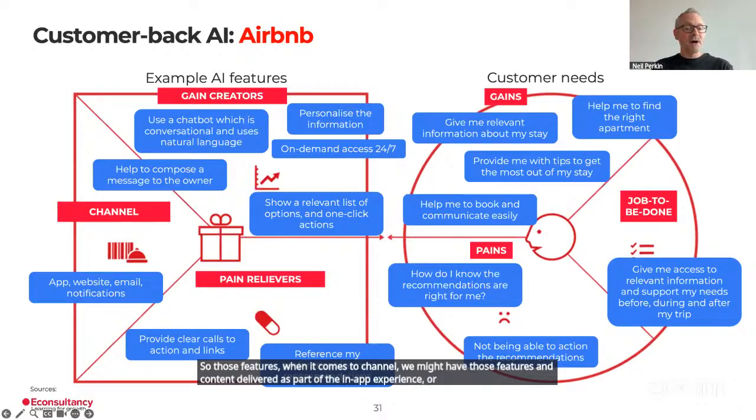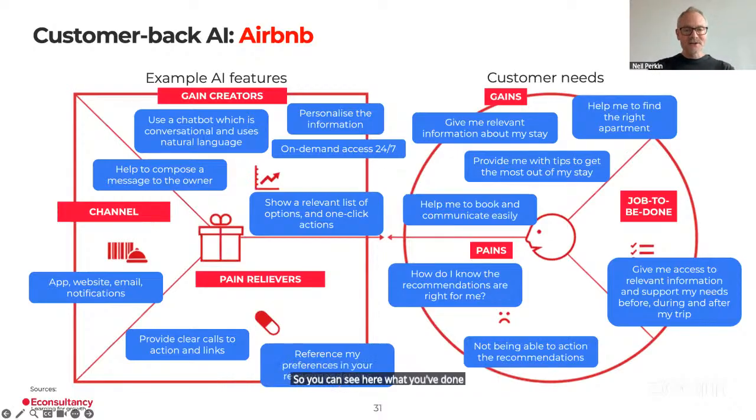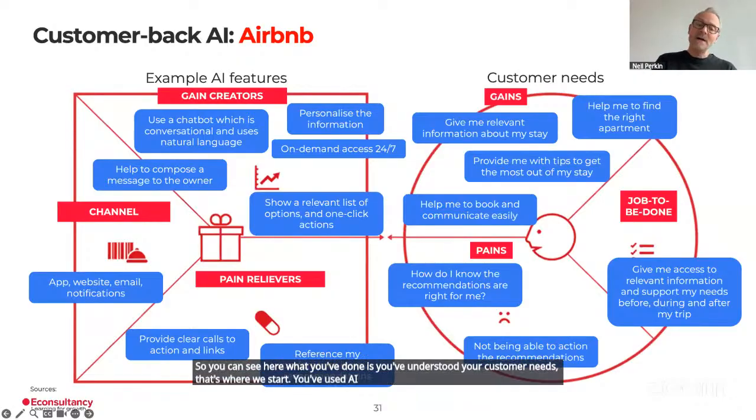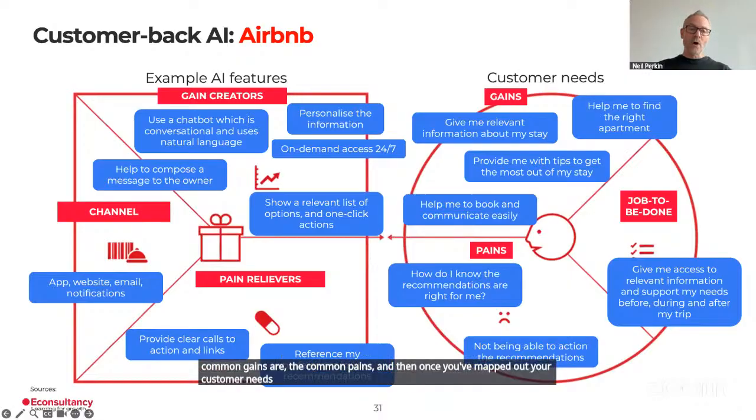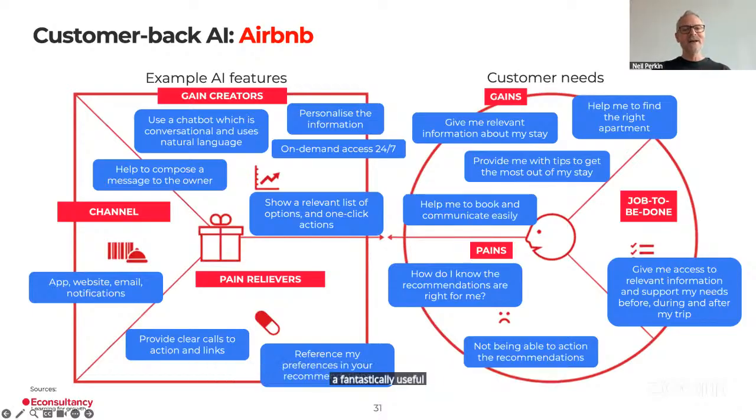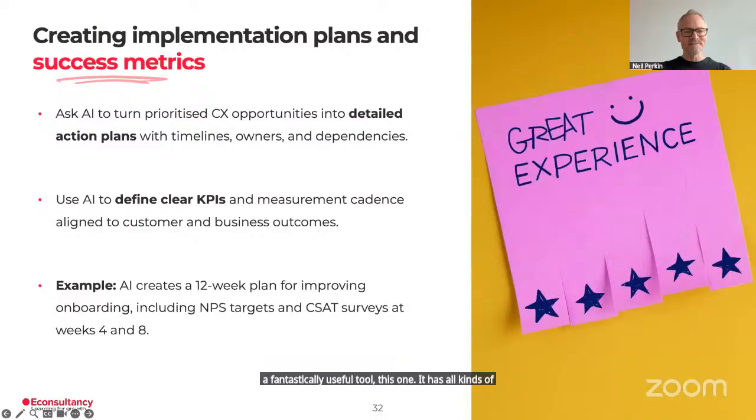Or maybe as part of other channels as well, like emails or notifications and so on. So you can see here what you've done is you've understood your customer needs. That's where we start. You've used AI to identify what the common gains are, the common pains. And then once you've mapped out your customer needs, you can then work back from there to use AI maybe to identify potential gain creators and also pain relievers. A fantastically useful tool, this one, has all kinds of applications.